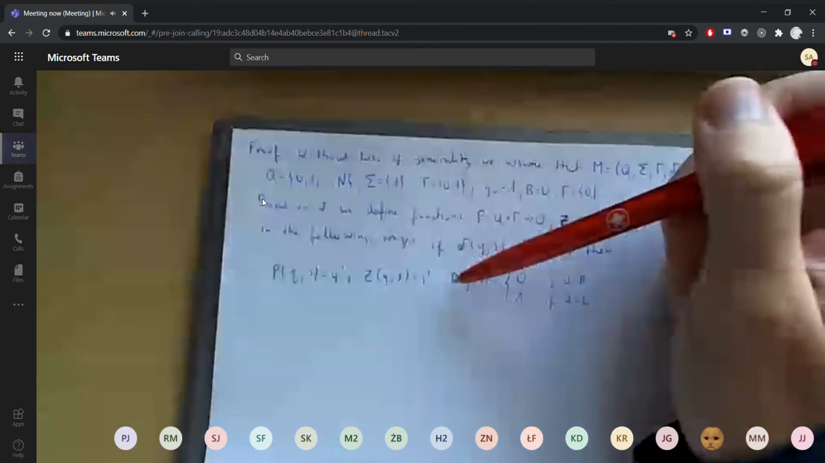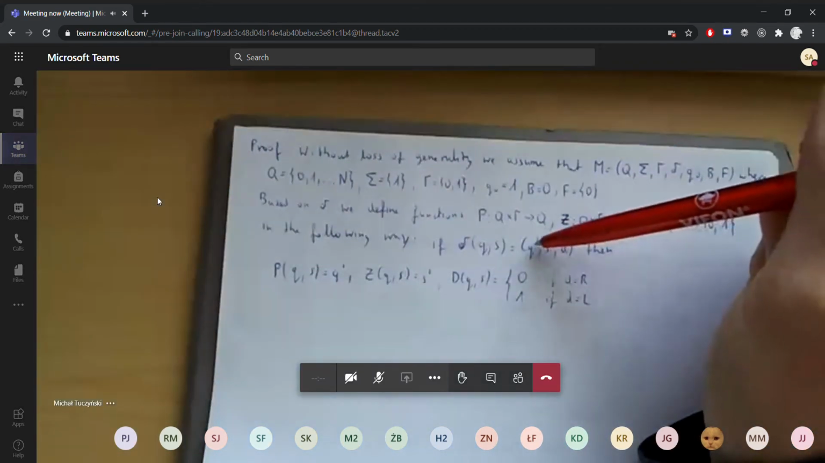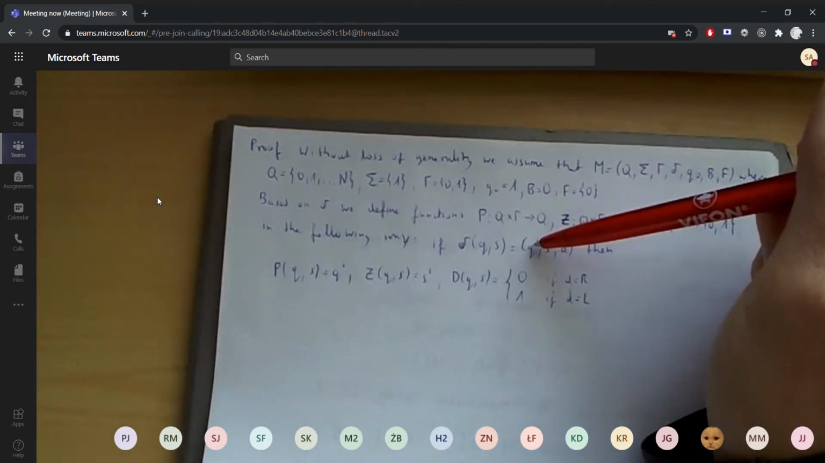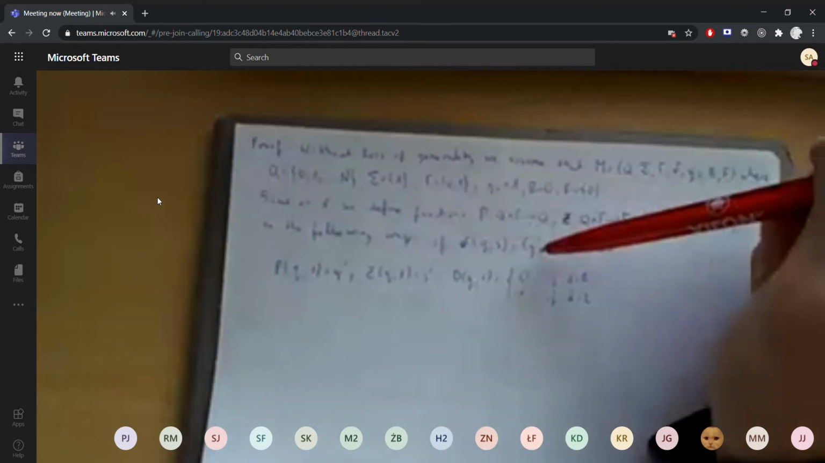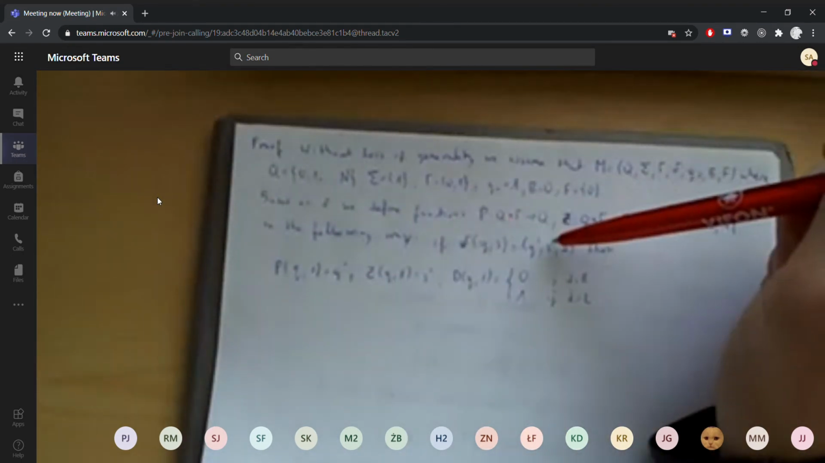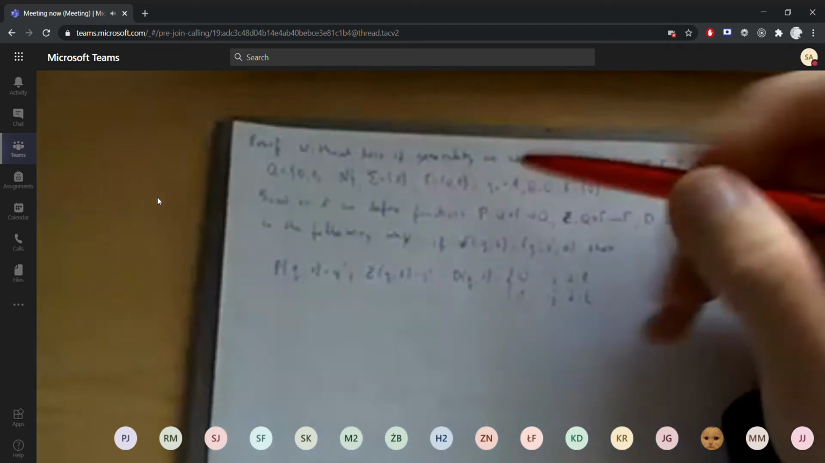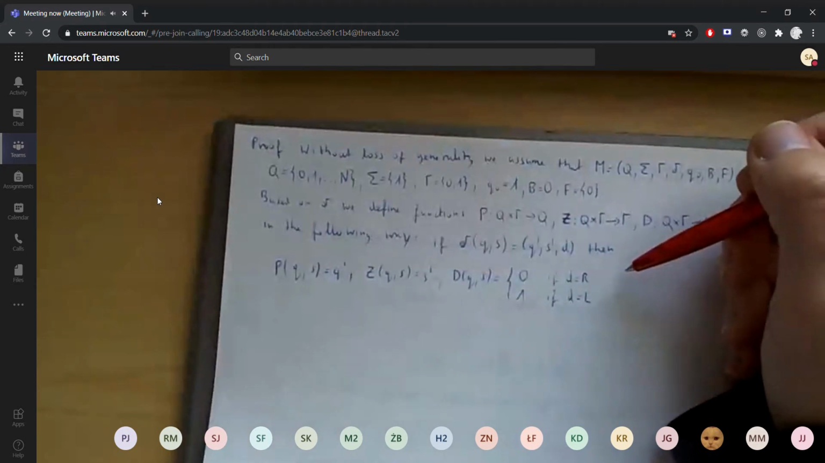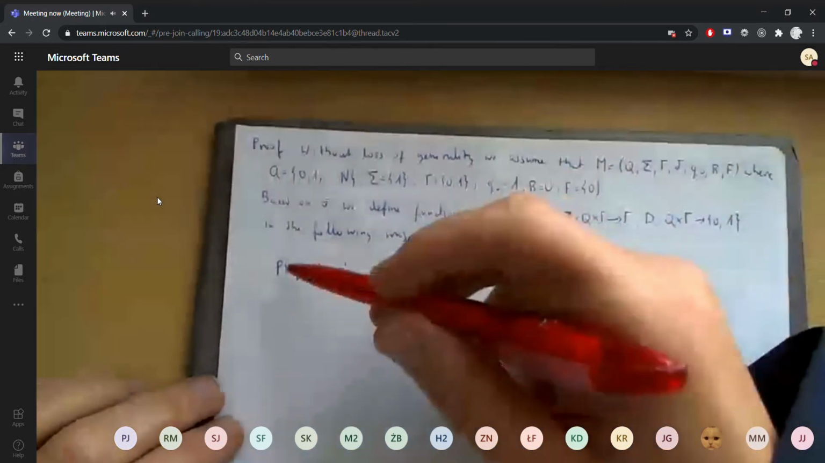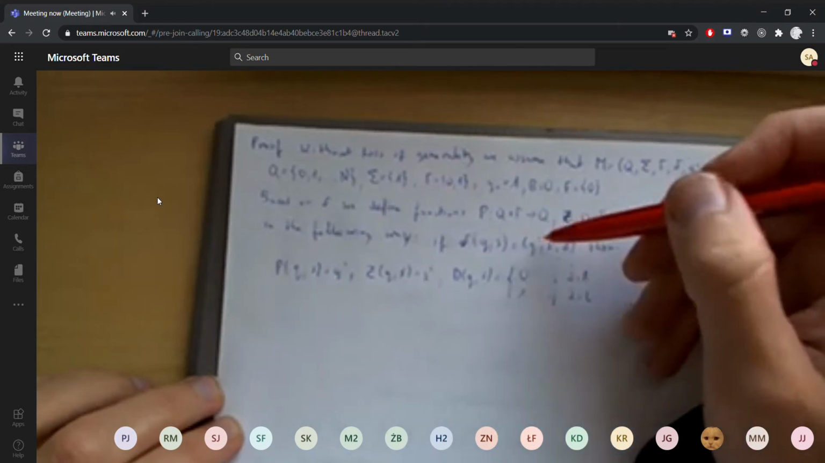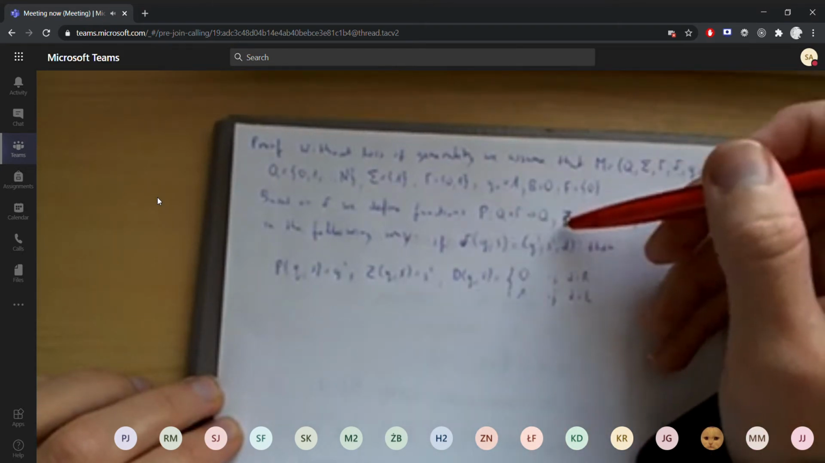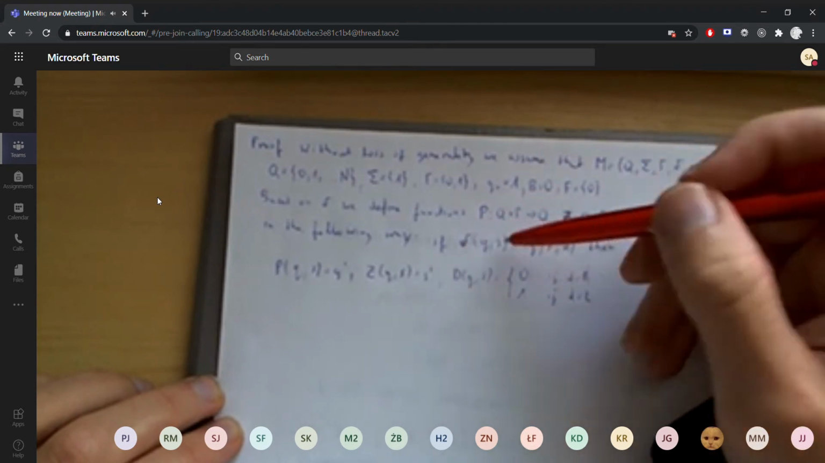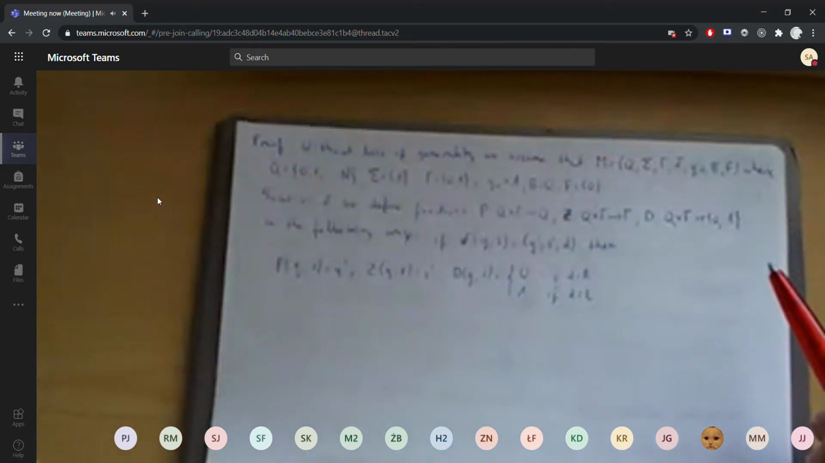These functions p, z, and d are the values of the transition function for these arguments. So these are the parts of the value of the transition function. Okay, so this is easy. If we have delta, we can create such functions easily. We just have to look at the moves of m, so the values of delta, and define such functions.